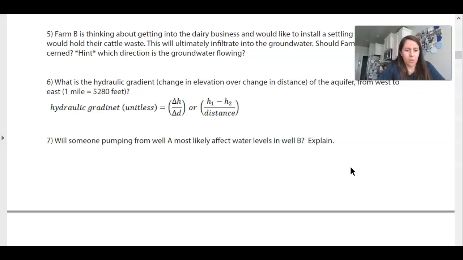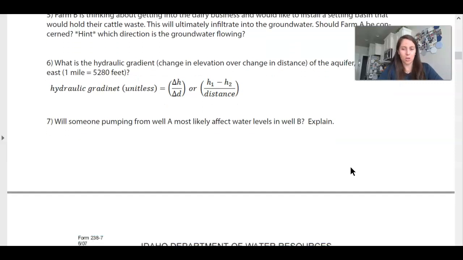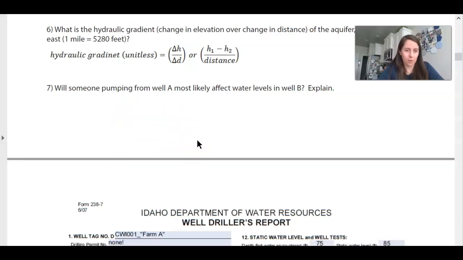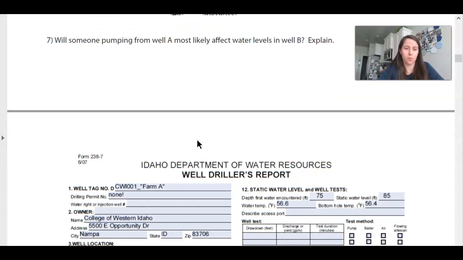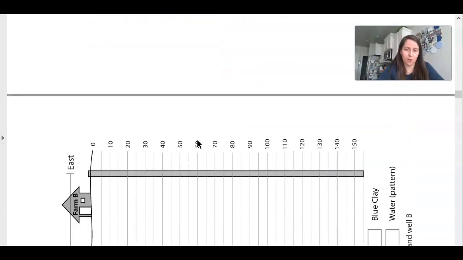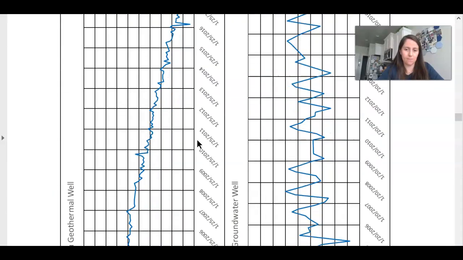Okay, lastly, will someone pumping from well A most likely affect water levels in well B? So here I'm going to have you think about this question on your own based on what we saw in lecture. This is a short answer question on your quiz. So you actually have to input whatever you write in your lab manual thoroughly. So think about it well and then go ahead and write it as a short answer. Okay, so I'm going to skip through these because we already talked about them. And we're going to go onward to part B.